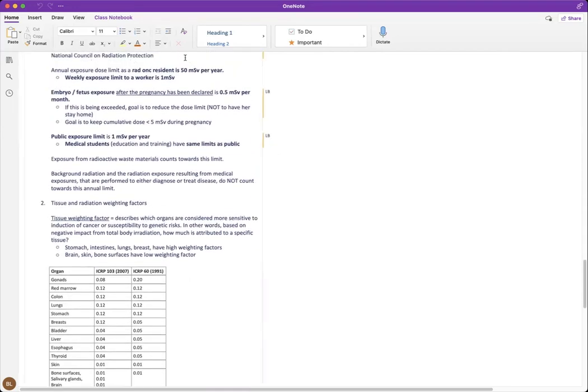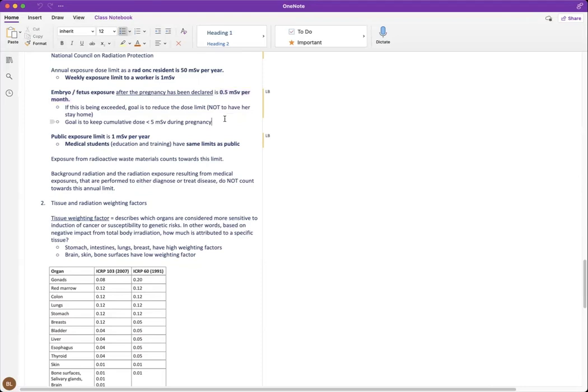Okay, National Council on Radiation Protection. So you're a RadOnc resident. How much dose are you supposed to have per year? You're supposed to have less than 50 millisieverts per year. What's your weekly exposure limit? Weekly exposure limits should be 1 millisievert or less. Embryo fetus exposure after the pregnancy's been declared is 0.5 millisieverts per month.